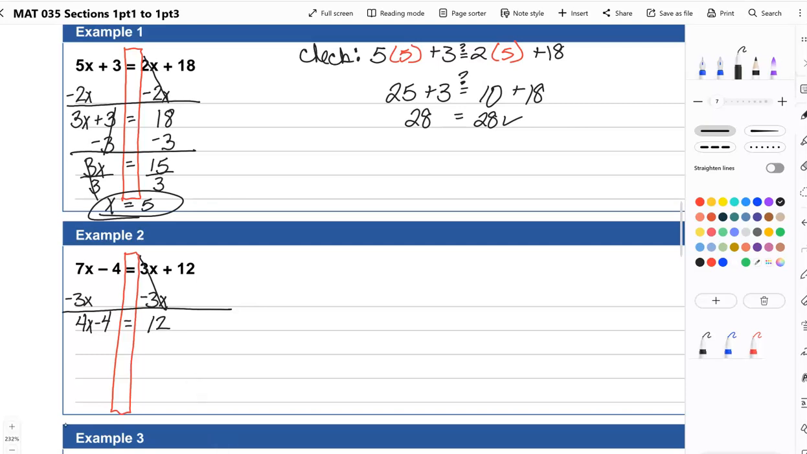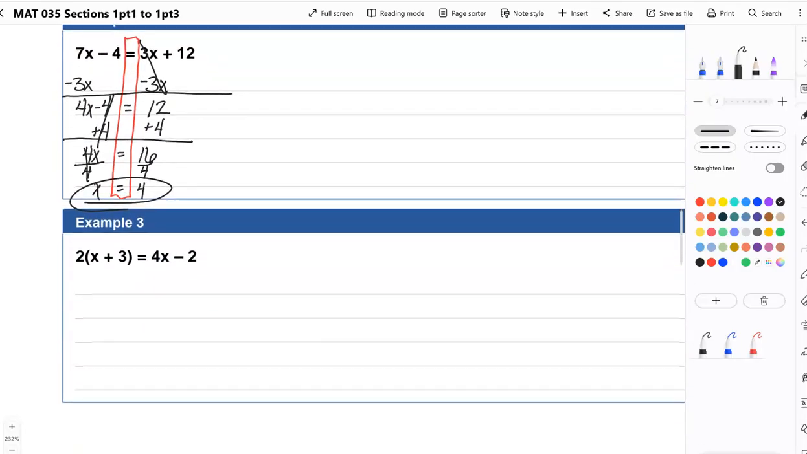So then we're going to do an opposite again. Subtract 4. The opposite is add 4. What I do to the left, I do to the right. Negative 4 plus 4 zeros out. I have 4x on the left. 12 plus 4 is 16. And then we're going to divide. So now I have x is equal to 16 divided by 4, which is 4. We could check it, and we would see that that would work too.